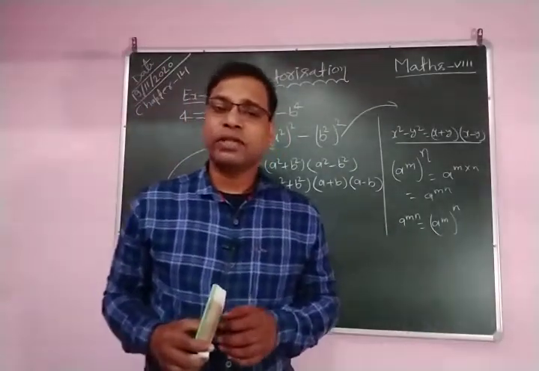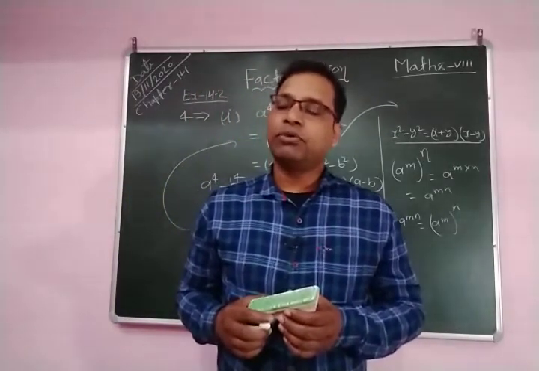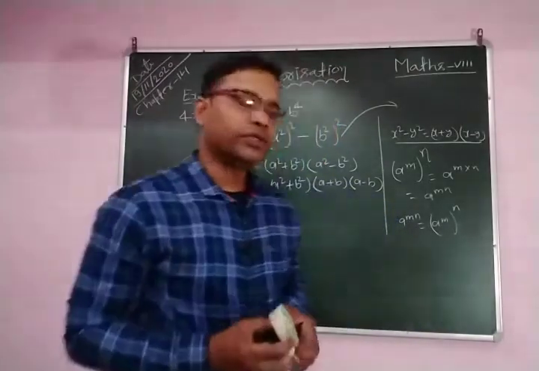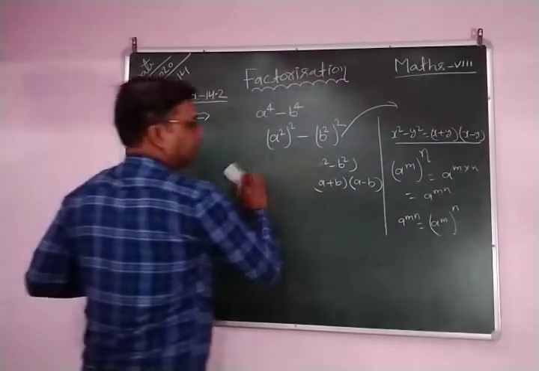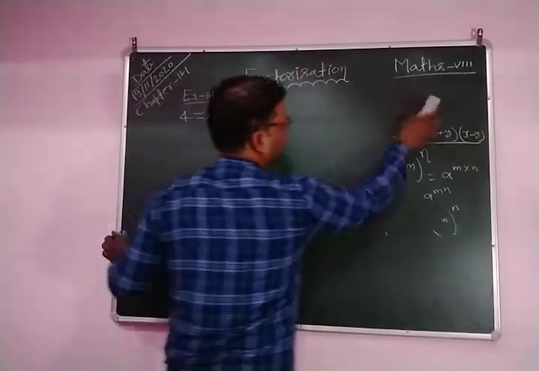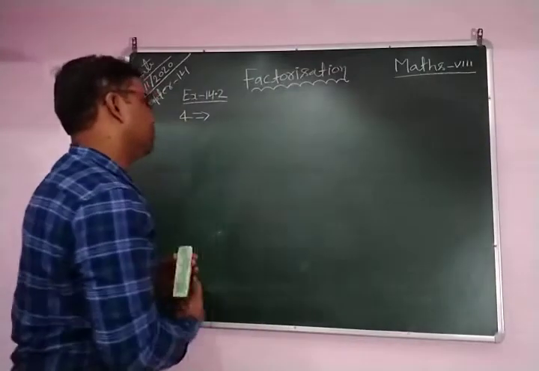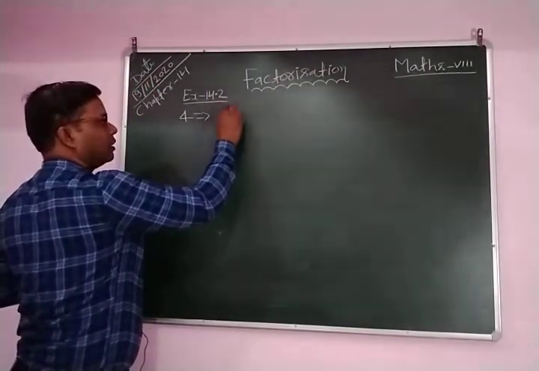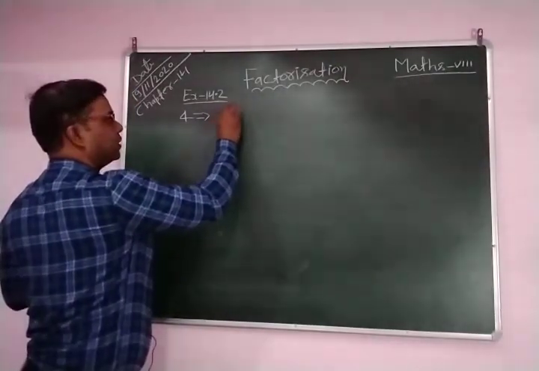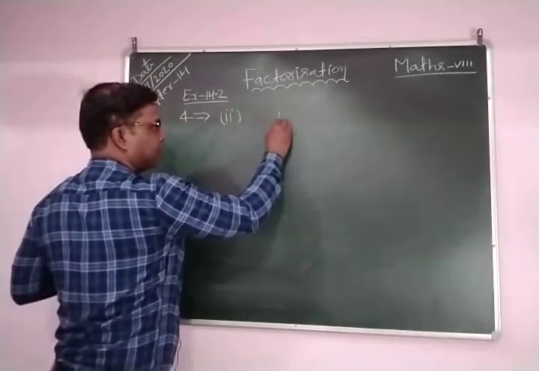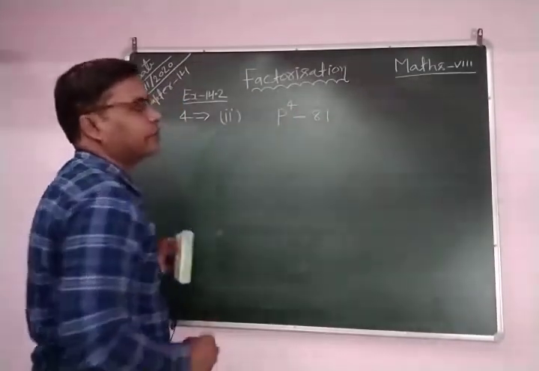Now we are going to discuss the second part of question number 4. We also need to find the factors of p power 4 minus 81. Okay, so let's see p power 4 minus 81. This is the second part of question number 4, and we need to find the factors of this part, which is given as p power 4 minus 81.